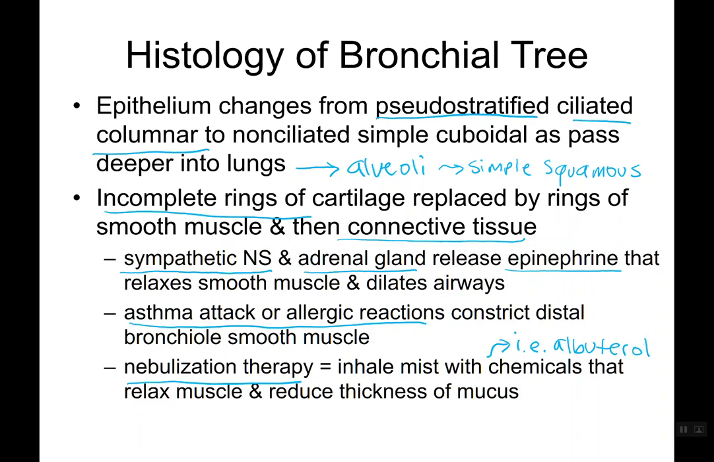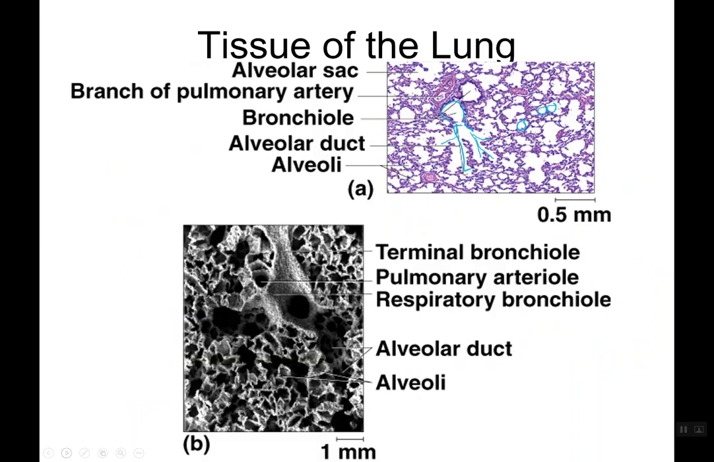And albuterol is a steroid that helps to relax that smooth muscle, and also other drugs can reduce the thickness of bronchial mucus as well, and that facilitates breathing.